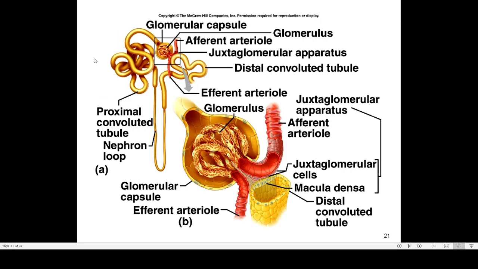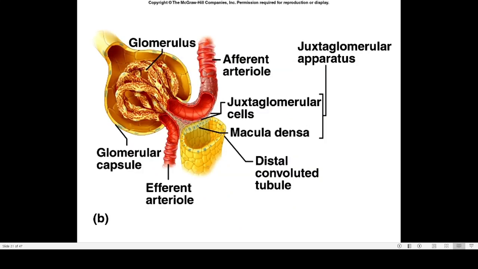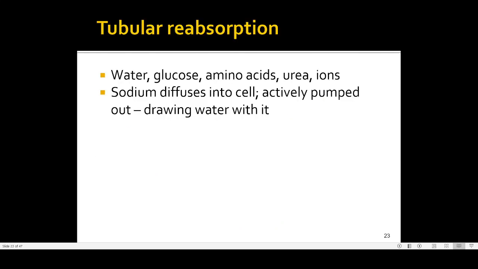For example, in this region glomerular filtration is taking place, and the filtrate will slowly move through this tubule and finally reach the loop of Henle. Both in this tubule as well as in the loop of Henle, a major portion of the water as well as glucose, amino acids, etc.